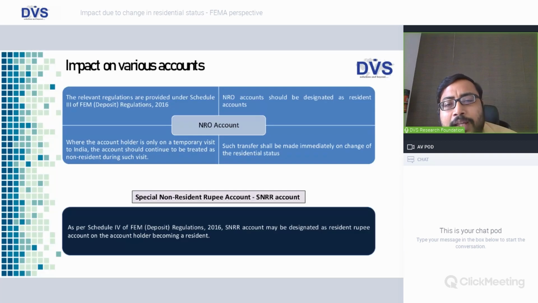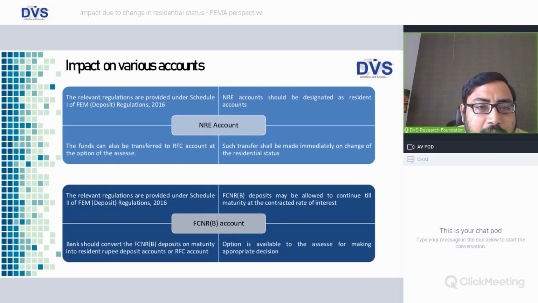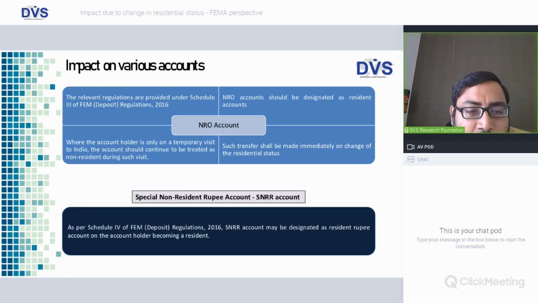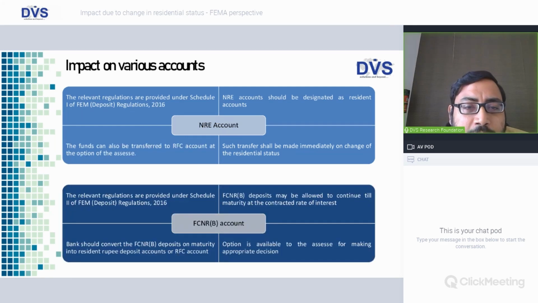Generally we have the NRE account, then the non-resident foreign currency account, the NRO account, and then the special non-resident rupee accounts. What we'll see here is what the impact will be on each of these, and at what point of time each has to be converted or changed. So first we'll start off with the NRE account.